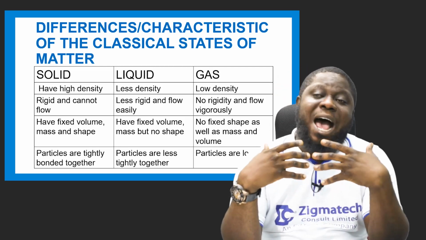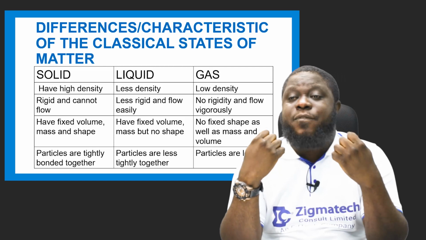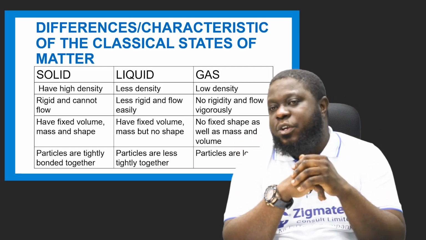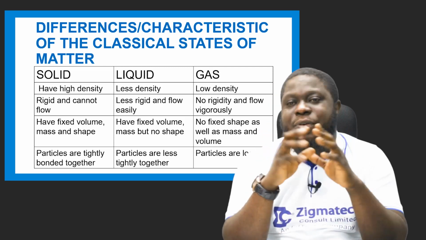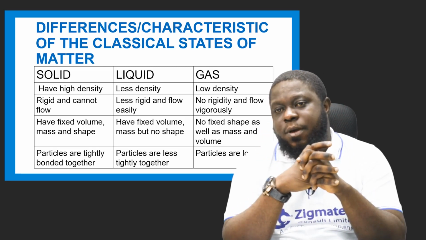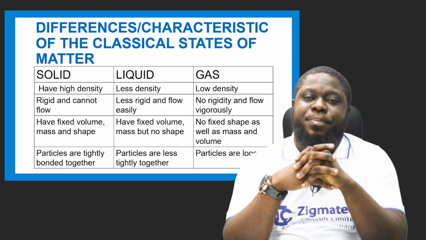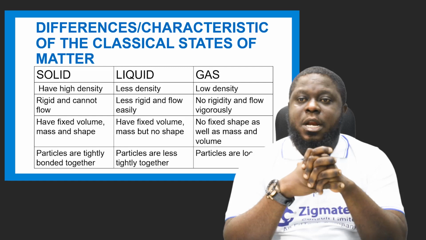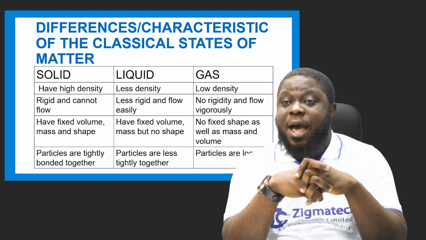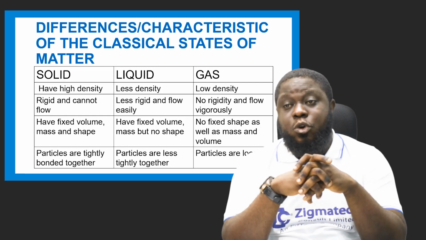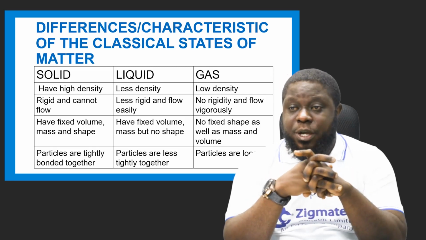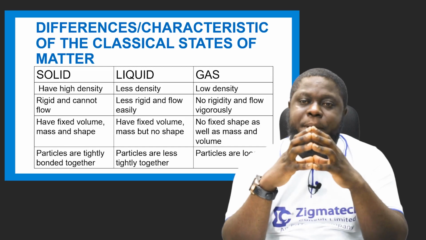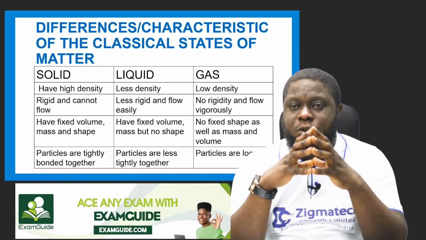That is why they do not have a specific mass, they don't have a specific shape, and they don't have a specific volume, because they flow vigorously. They flow indefinitely. Okay? Now, the next one says solids have fixed shape as well as fixed volume and mass. The liquid has fixed volume and mass, but no shape, while the gas has no shape, no mass, and no volume. Now the solid has fixed shape, fixed mass, and fixed volume.